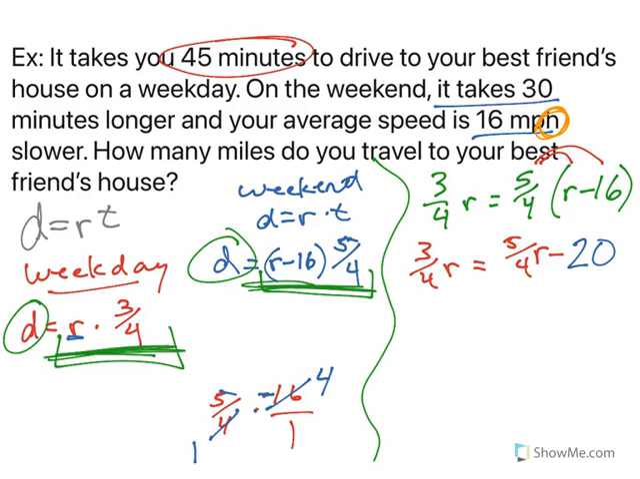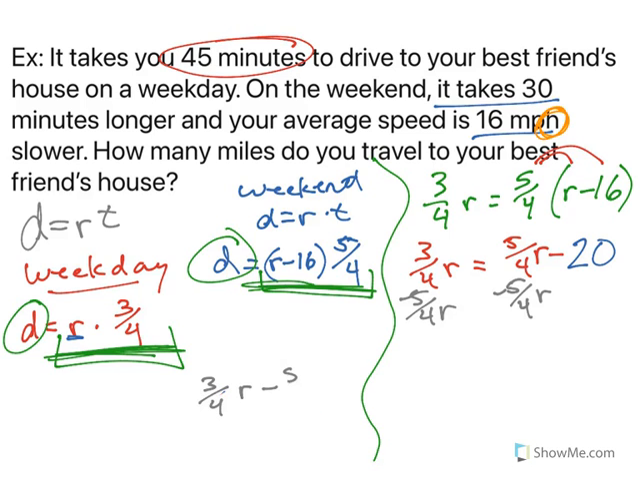Okay, now I need to get all my R's on the other side. So let's subtract 5/4 R. So now, give me my space back over here. I have 3/4 R minus 5/4 R. Well, the beautiful thing, we already have matching denominators. So 3 minus 5 is negative 2/4 R. That's the same as negative 1/2 R. Okay, because we reduced, right? Negative 2/4 is negative 1/2. So I have negative 1/2 R equals negative 20.